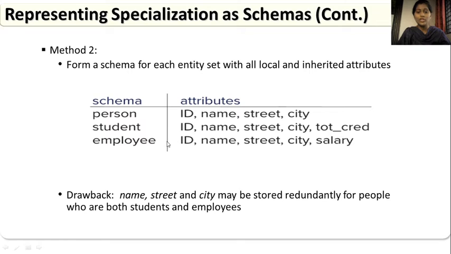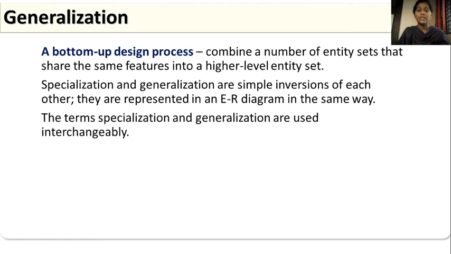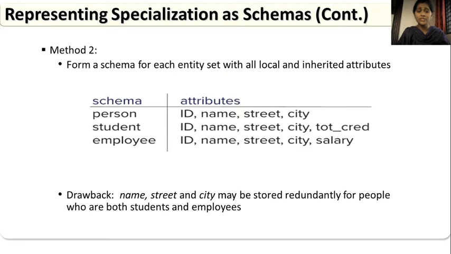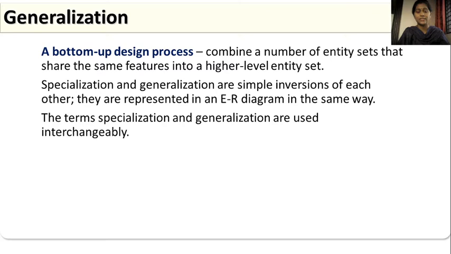But what is the drawback of this method? Name, street, city may be stored redundantly for the people who are both students as well as employees. If they are an employee as well as a student, then it is stored repeatedly. The redundancy becomes a problem in method two. So these are the two methods we have for the representation of specialization. Next we have generalization.